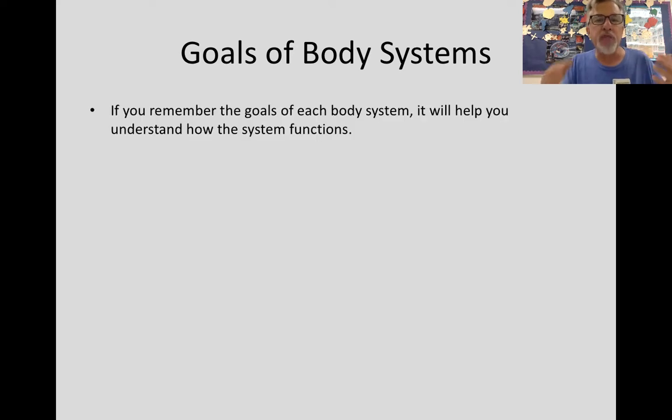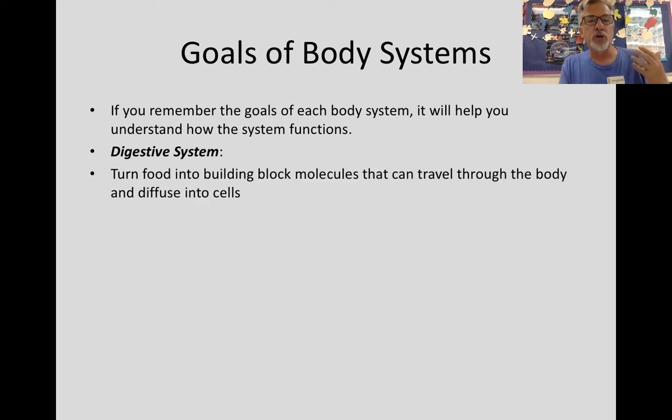And if you think about what the goal of each body system is, it will help you remember and understand how the system functions. So let's take a look at four basic systems right off the bat and identify their goals. First, the digestive system. What does it do? What's its purpose? Its goal is to turn food into the building block molecules that can travel through the body and then diffuse into cells. And then the cell can use them to build and maintain itself.